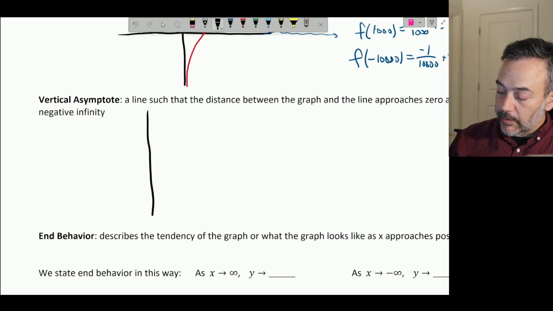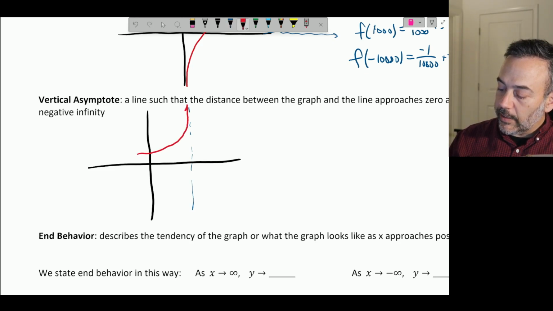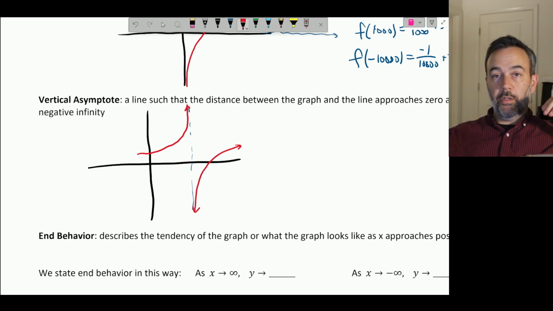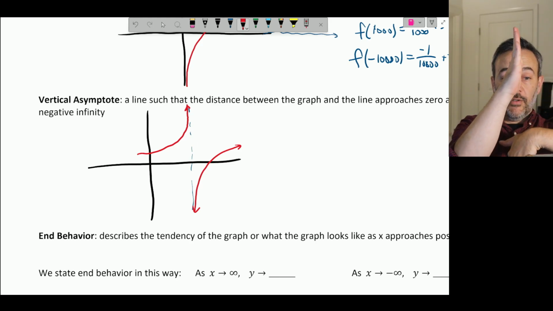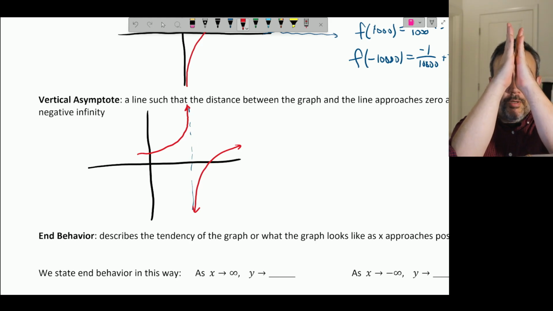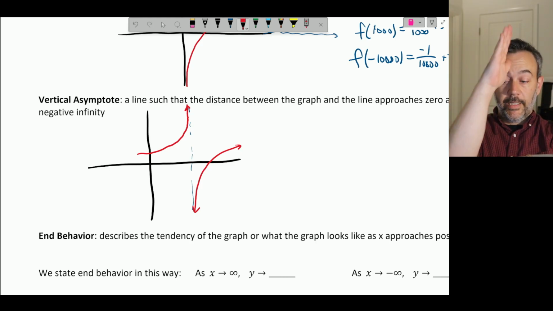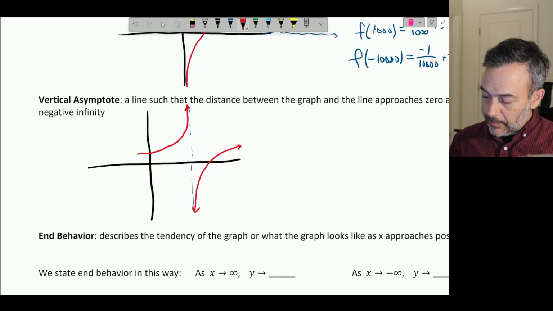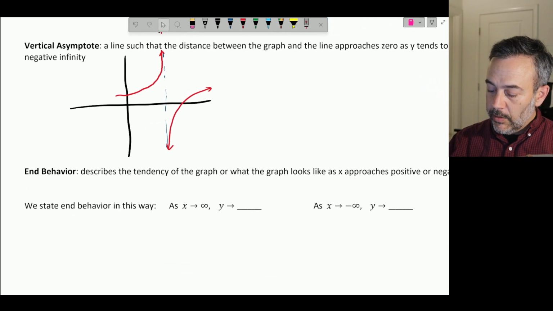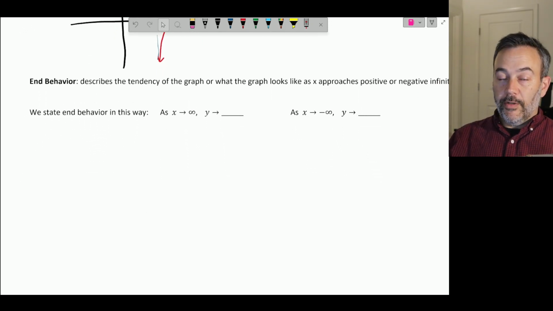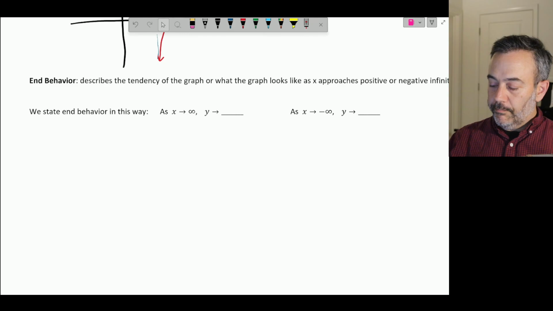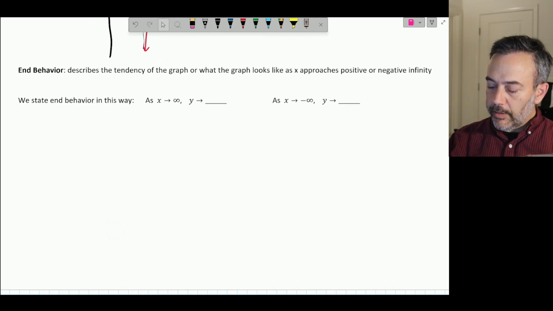A vertical asymptote is a graph that has a vertical line, and the graph gets closer and closer to that vertical line as you get close to that line. Like this. So the graph never touches the vertical line, but it gets closer and closer to it. It could go up on both sides or down on both sides or up on one side and down on the other. There's lots of possibilities. Okay, we'll come back to those. We'll say a lot more about vertical asymptotes in January, in a later unit.